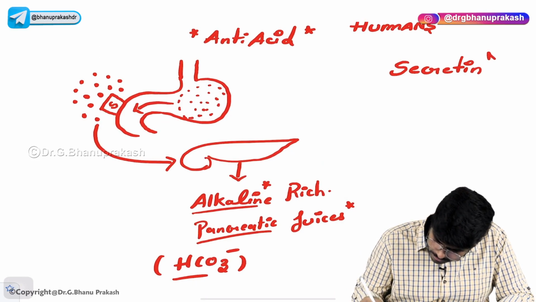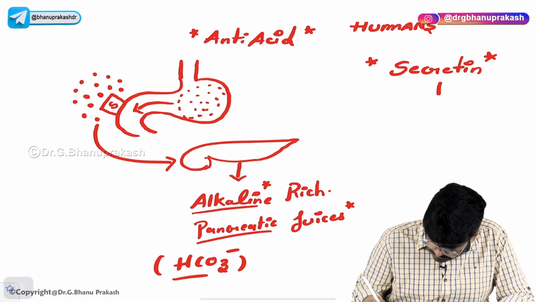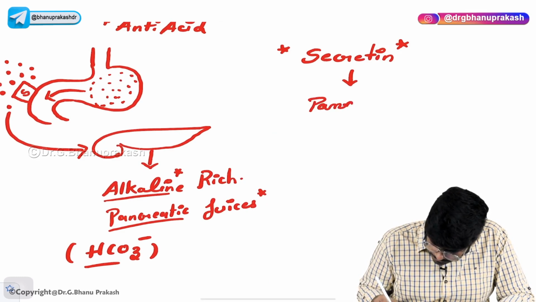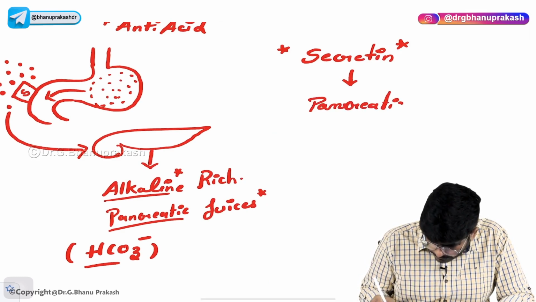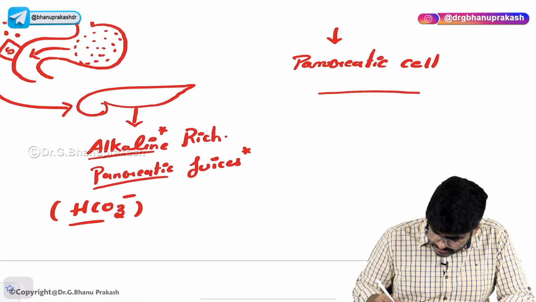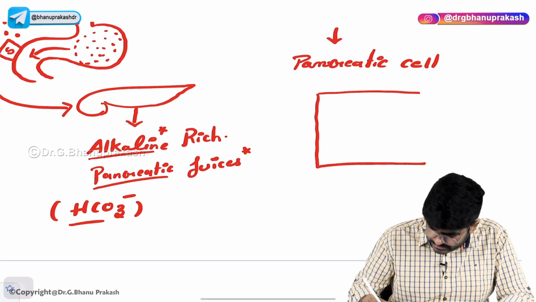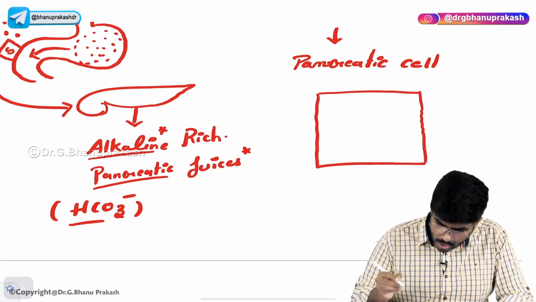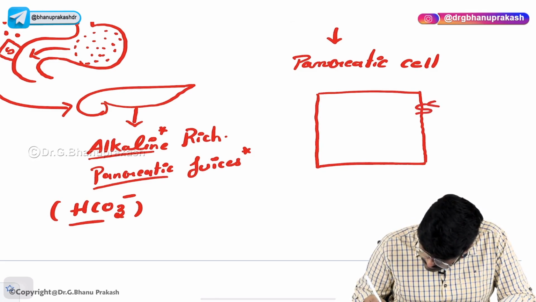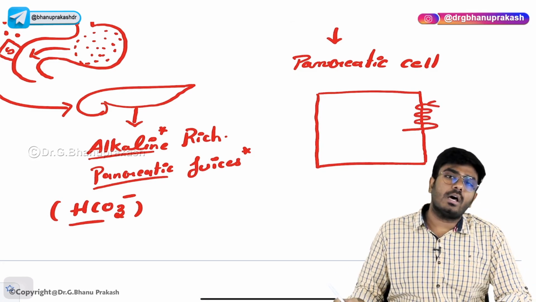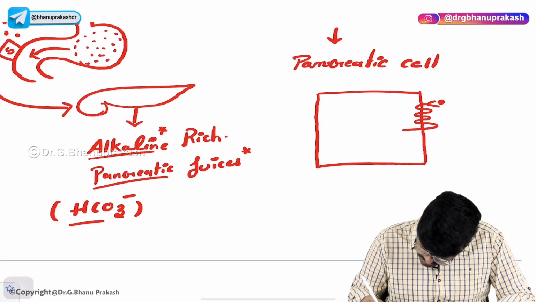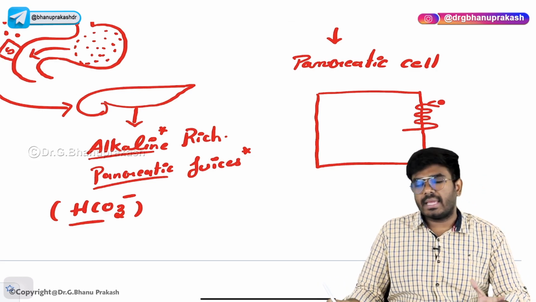Secretin, whenever it's acting on pancreatic cells, the important point which you need to know is, see, here is a pancreatic cell. Now on this pancreatic cell, there is a receptor for secretin. Definitely this receptor is also a 7-pass receptor or serpentine receptor. Secretin molecule is coming and binding over here to the ligand binding domain.